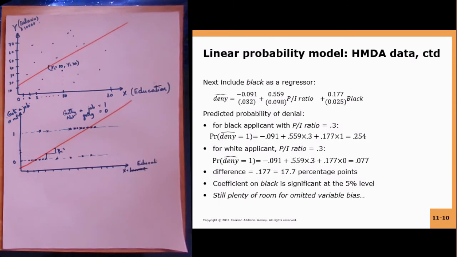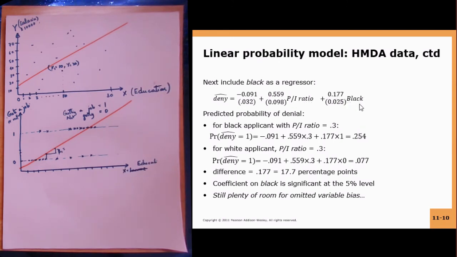So we look at the linear probability model, where now we include another independent variable. That is, we include the race of the applicant, which is, we basically include a dummy variable which takes a value of 1 if the applicant is a black person, or takes a value of 0 otherwise. Okay, we are trying to see whether there might be any omitted variable bias.